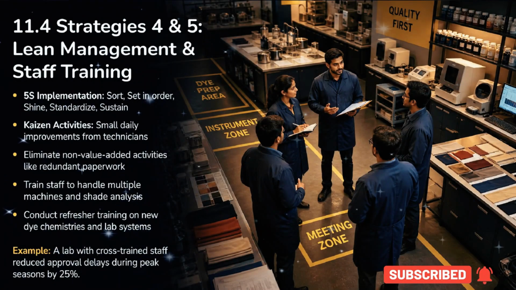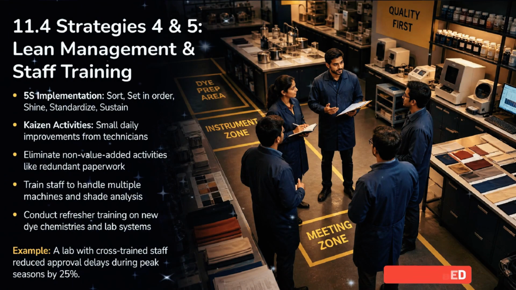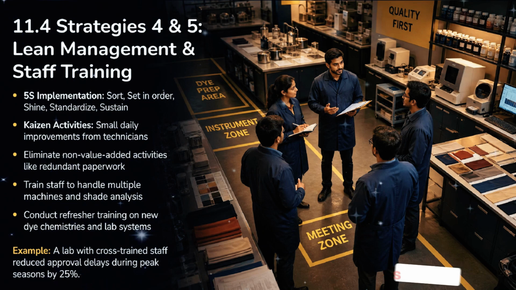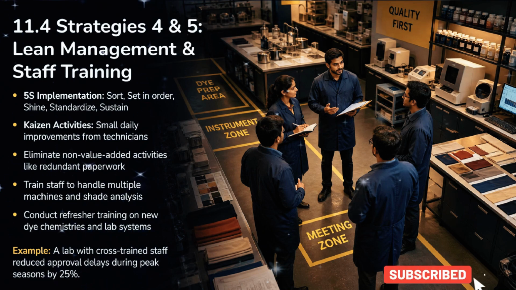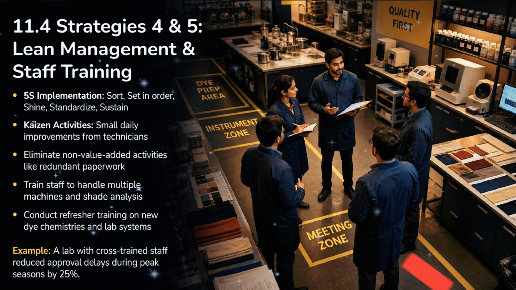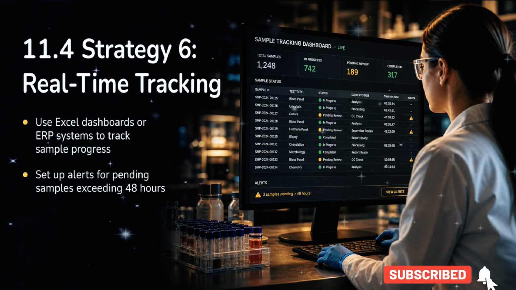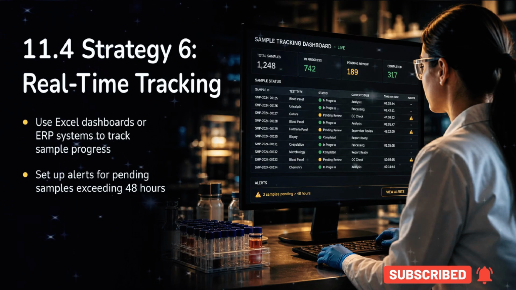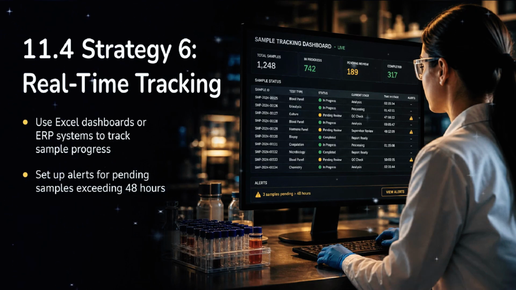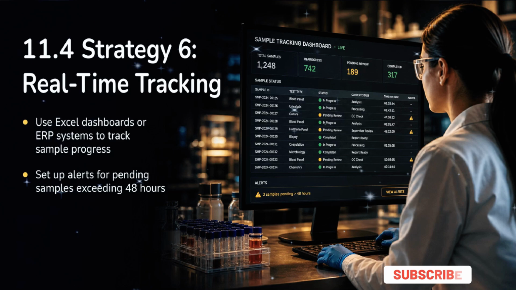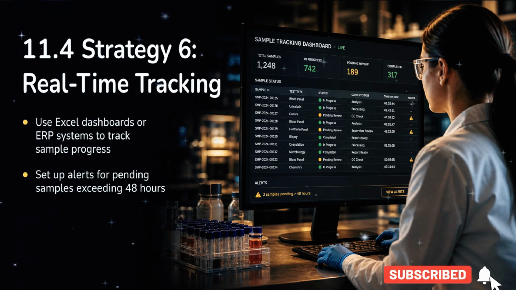Strategies 4 and 5 center on lean management and training. Implementing 5S, encouraging Kaizen improvements, and cross-training staff on multiple machines and shade analysis helps maximize flexibility and eliminate non-value-added activities. Strategy 6 is real-time tracking. By utilizing dashboards to monitor sample progress and setting alerts for any tasks that exceed 48 hours, you can proactively manage and resolve potential delays.